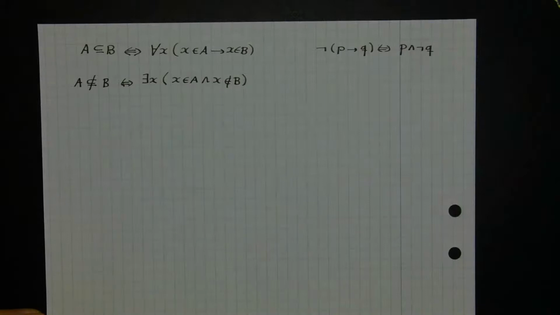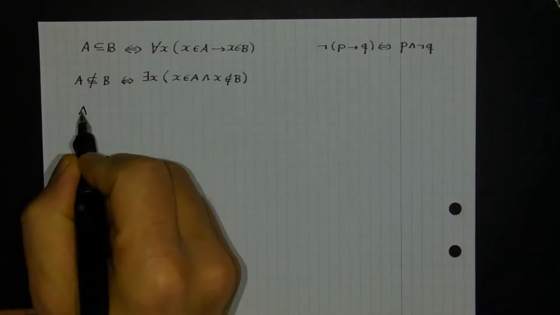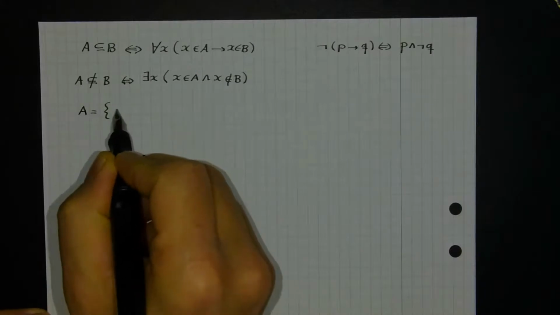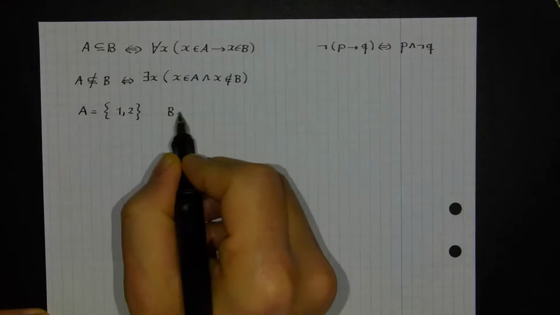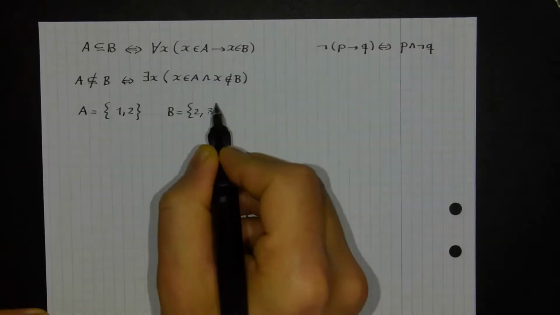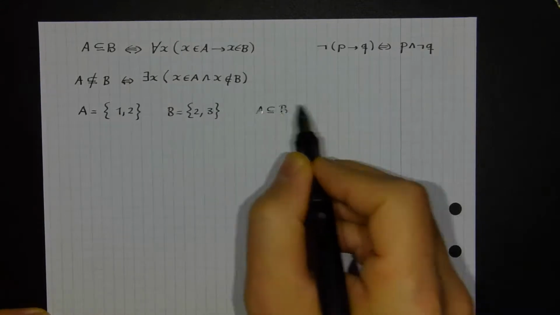Another important thing is, for example, let me write two sets here for you. I would write A as 1, 2. I would write B as 2, 3. Which one of these statements is true? Is this true or this one is true?